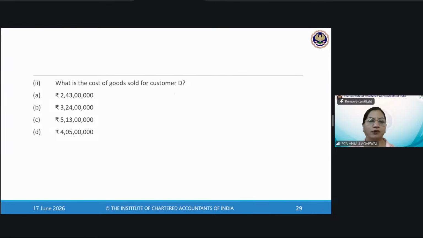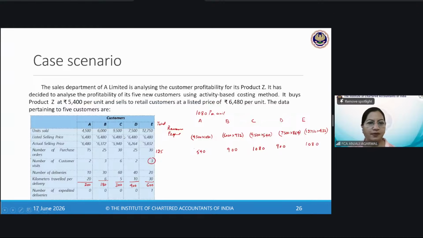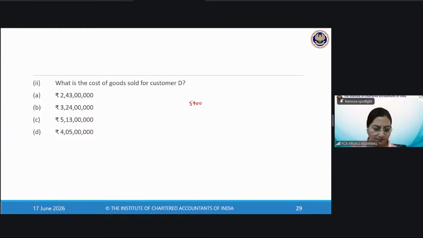Next question. What is the cost of goods sold for customer D? Cost of goods sold is uniform. It is 5,400 per unit. So let's see how many units are sold to D. 7,500. 7,500 into 5,400 should be the answer. 4,050,0000.